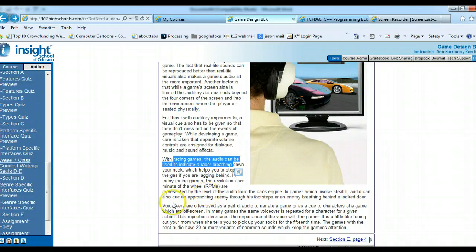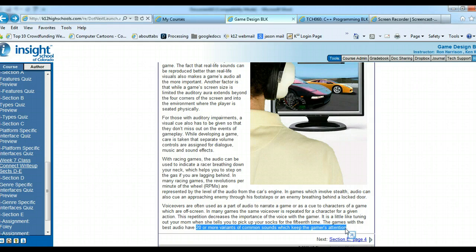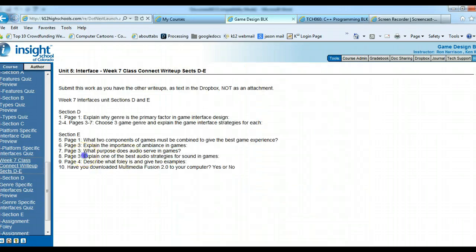Now, there are also some things in games like voiceovers where people talking, and that ends up kind of narrating the game. One problem with that is that sometimes a game might have the same voiceover that's used many, many times. So then it ends up not being as important for the gamer. It's like if your mom keeps telling you the same things to do all the time, eventually you kind of tune her out. Now, one strategy for games with the best audio is that there are 20 or more different sounds that keep the gamer's attention. So if I go back to the write-up, the question I asked, explain one of the best audio strategies. Well, it's having lots of sounds for different aspects of the game.